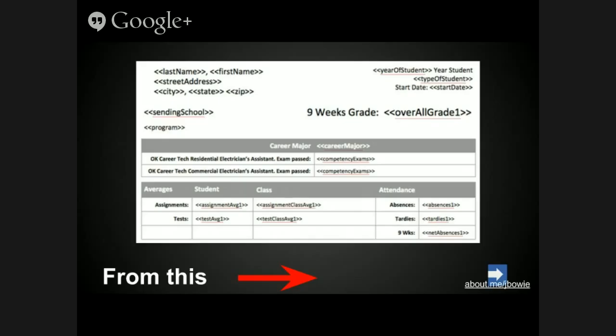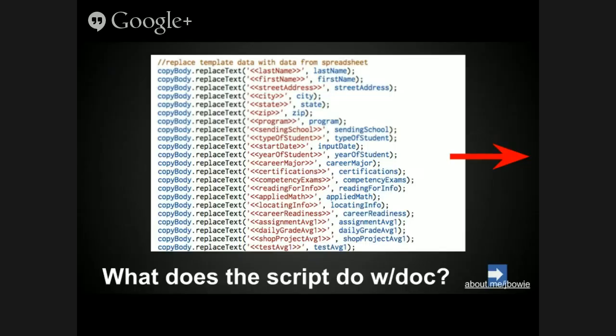And what's going to happen with this part of the script, you can probably tell if you read the first line of script, copy body dot. So in copy body, in the body of the copy document that I made, replace the text. What text do I replace? Last name. And what do I replace it with? Whatever the variable last name is. And then it goes to the next line, and it does this for every value on my template. So this is the part where it actually does something. Does that sort of make sense?